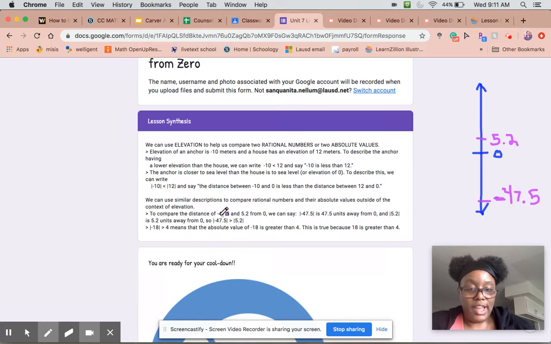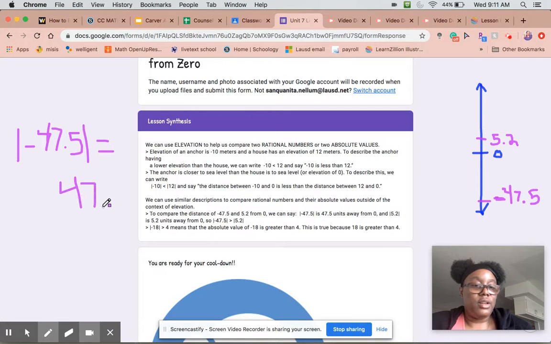Remember, when we see an absolute value like this, let me go ahead and write that on the side. Even though the number inside is negative 47.5, we're not talking about the number itself, but the distance. So at the end of the day, that is going to equal just 47.5 because we're just talking about the distance it is from 0. So which one is larger? The absolute value of negative 47.5, of course, is bigger than 5.2.